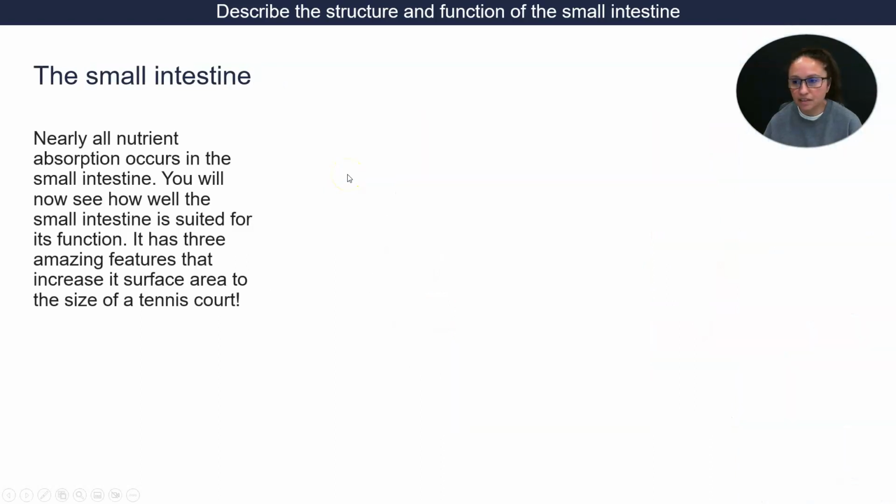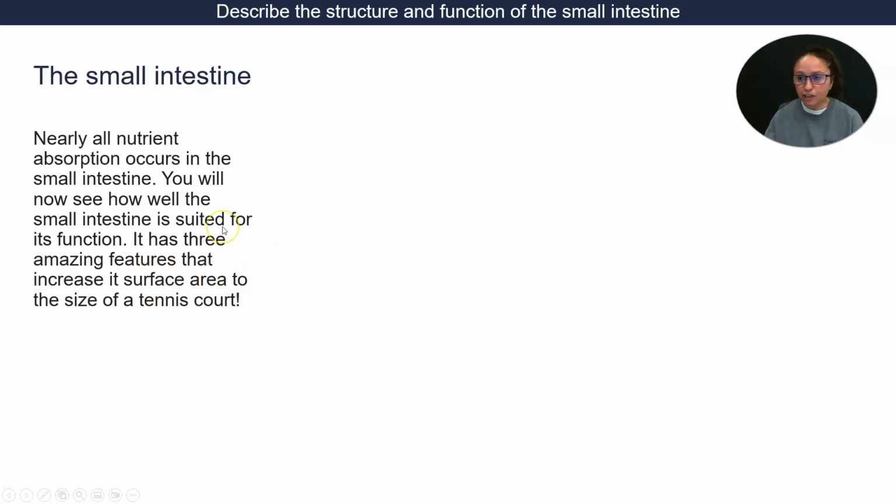Now the small intestine is very important because most of the absorption happens there. And remember, the word absorption means moving a substance from where it currently is into the blood supply. That is the definition of absorption. So let's have a look at some features of the small intestine that make it awesome for its job.